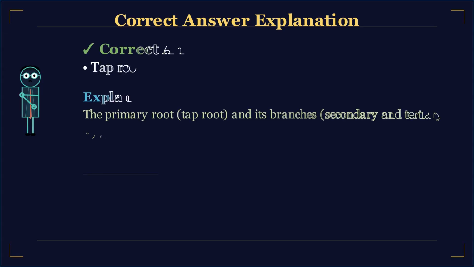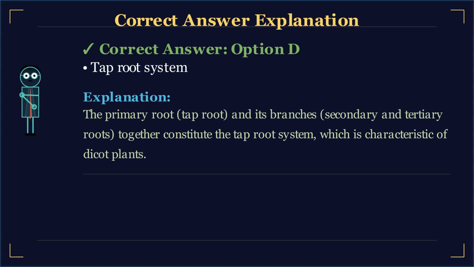Here's the explanation for the correct answer. The primary root, the tap root, and its branches, secondary and tertiary roots, together constitute the tap root system, which is characteristic of dicot plants.